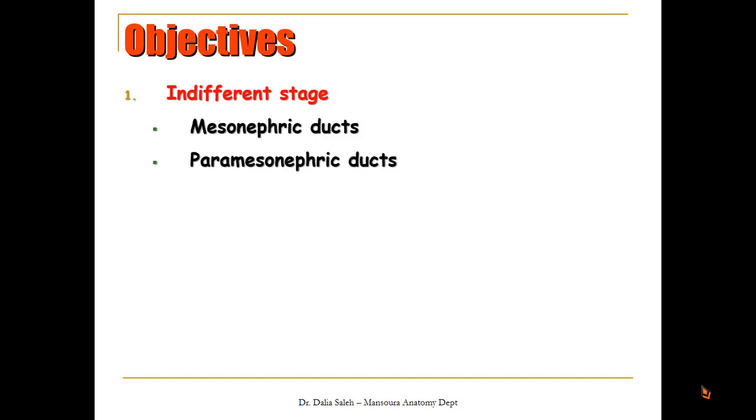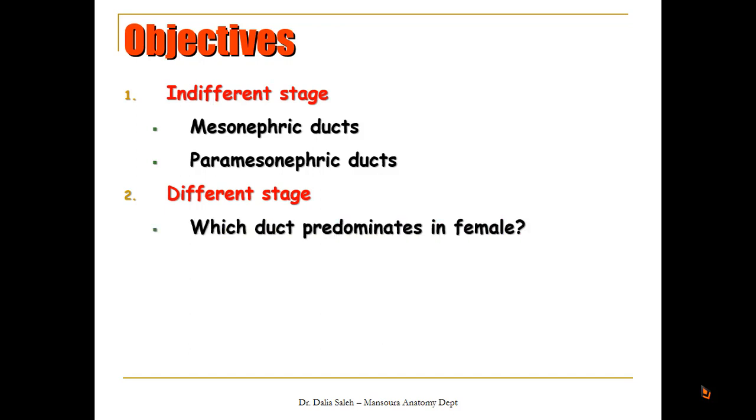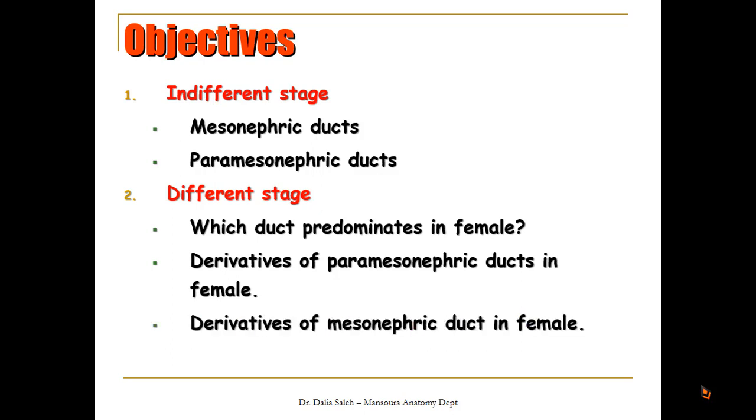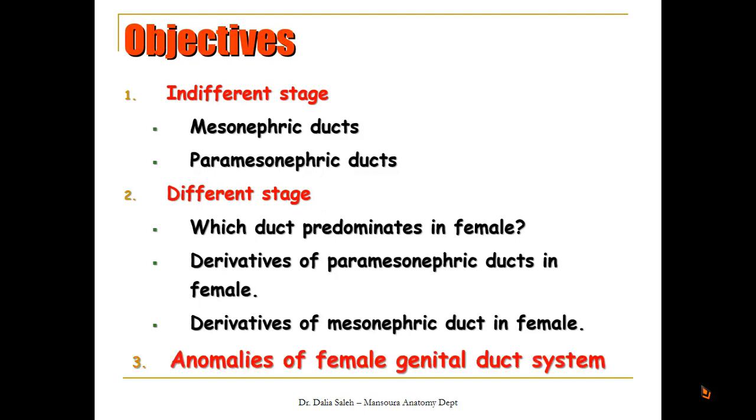The objectives of my presentation are: first, I will cover the indifferent stage in development of the duct system, both the mesonephric ducts and the paramesonephric ducts. Then I will talk about the different stage in development of the duct system in female. So we will try to answer the following questions: which duct predominates in female, the derivatives of the paramesonephric ducts in the female, and also the derivatives of the mesonephric duct in female. And finally, I will cover the anomalies of the female genital duct system.